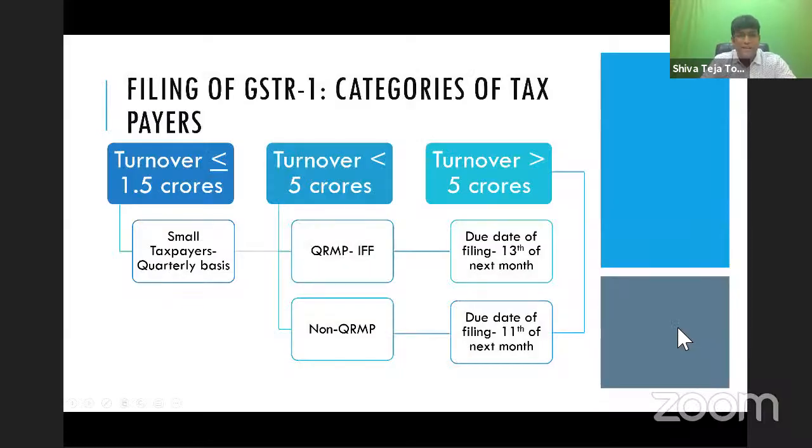So going back to my slides, see that. As I told you, my dear friends, where turnover does not exceed 1.5 crores, they are regarded as small taxpayers and they can file the return on quarterly basis by 13th of the month following the end of quarter. And where turnover is less than 5 crores, they have an option to go for QRMP or not. If they go for QRMP, the due date for IFF is 13th of next month. And if they don't go for QRMP, or where turnover is more than 5 crores, in these two cases the due date to file GSTR1 is 11th of next month. Next point.